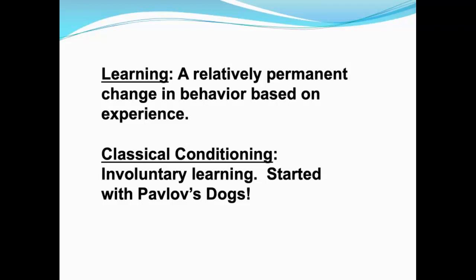So, learning is defined as a relatively permanent change in behavior based on experience. And the one reason why we talk about learning as a change in behavior is because seeing the change in behavior makes learning more objectively measurable, meaning that I don't know if you truly learned something unless I see a change in behavior.